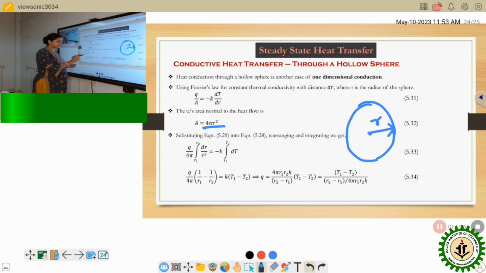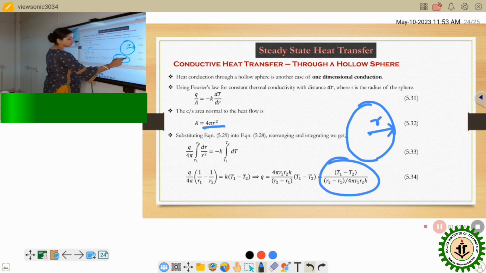I'll just integrate it, and the final form will be Q by 4 pi into 1 by r1 minus 1 by r2 equals k into T1 minus T2, and the final form will be T1 minus T2 divided by (r2 minus r1) divided by (4 pi r1 r2 k). This is nothing but your resistance.